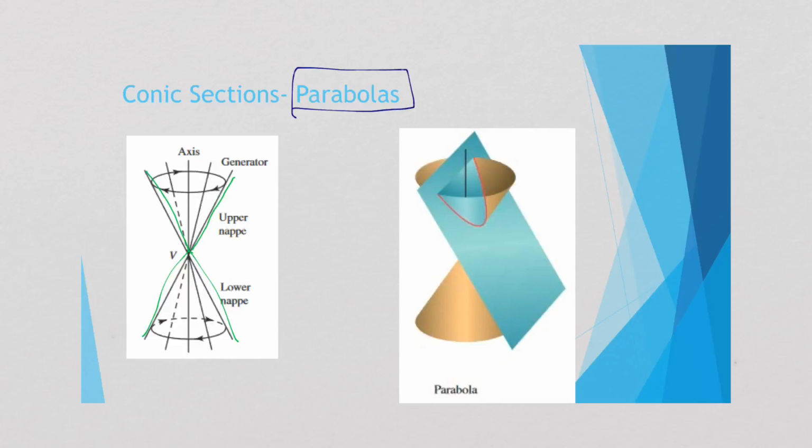When I take a cross section, I only go through one nappe. I can go through the upper or lower, it just depends. But when I cut this cone in half at an angle, I end up with a parabola shape.